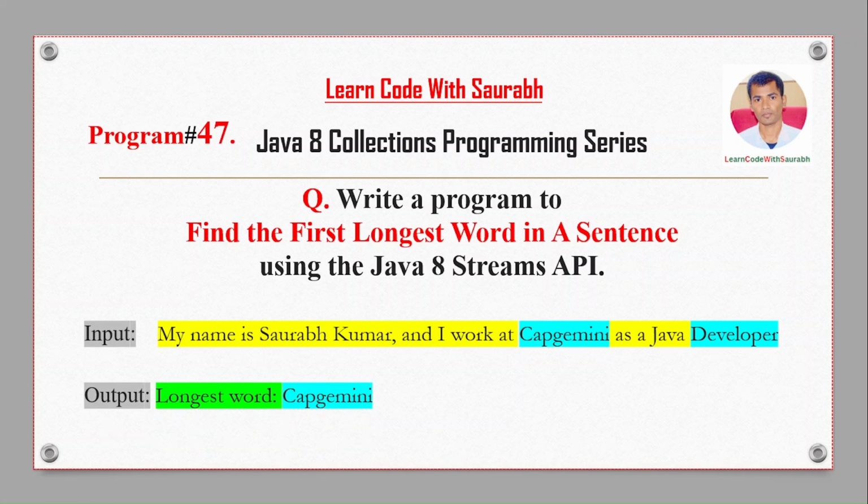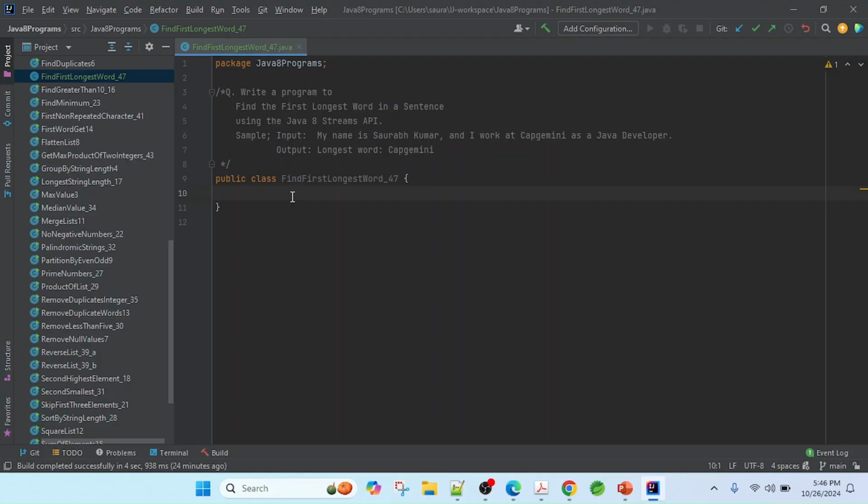Now I'm going to write the logic for how we will get the result. I just opened IntelliJ and created a class here. The class name is FindFirstLongestWord, and I'm giving it the question number, which is 47. Here I'm going to write the main method to execute.